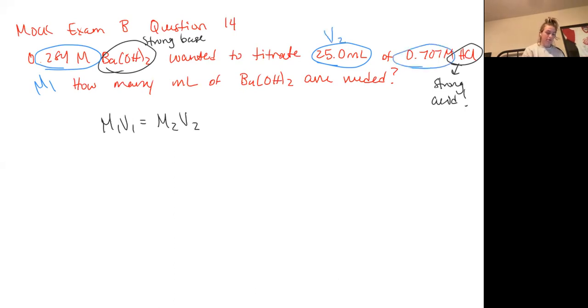And then what about 0.707 molar? What is that one going to be? Good, and that'll be M2 because we know that we have the V2 of the 25 milliliters. So now we can use our equation. We have M1, we said, was 0.284 molar times X, because we don't know what V1 is, that is what we're looking for. We have 0.707 molar times 25.0 milliliters.